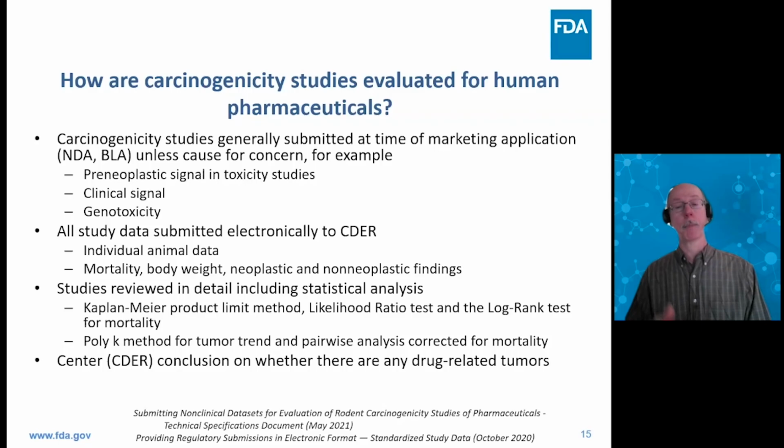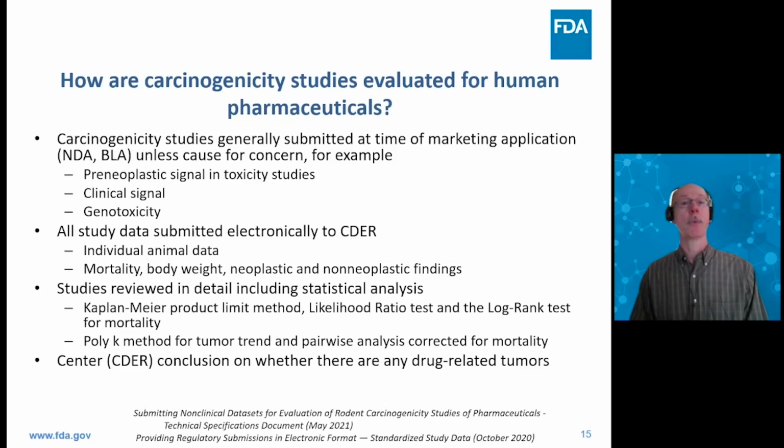So for example, similar to what I mentioned earlier in determining when a study is even necessary, if there were pre-neoplastic lesions, for example, in the toxicity studies, or if there's a clinical sign for carcinogenic concern, or if the compound's genotoxic, these may all be reasons for conducting a carcinogenicity study earlier in development and submitting it earlier than marketing application. All the study data are submitted electronically to CDER, and that includes individual animal data and includes outcomes such as mortality, body weight, and then the neoplastic and non-neoplastic findings.